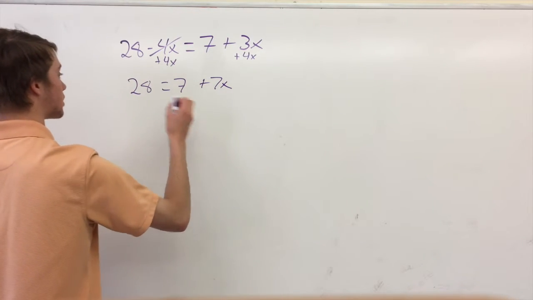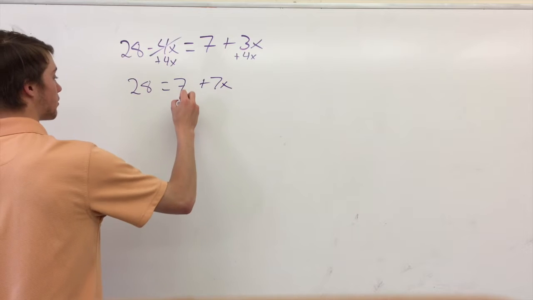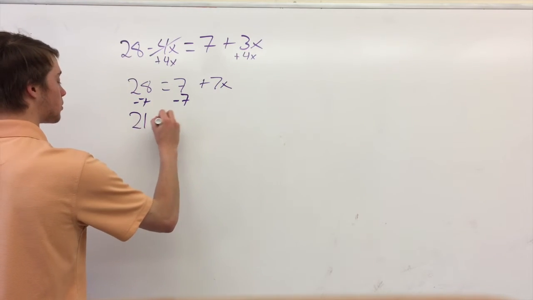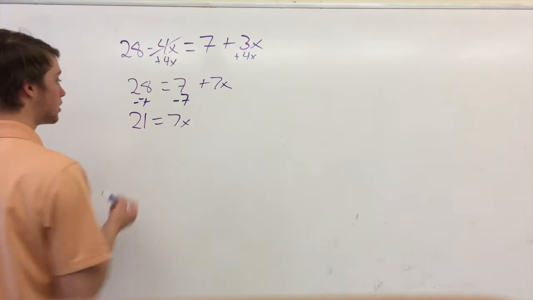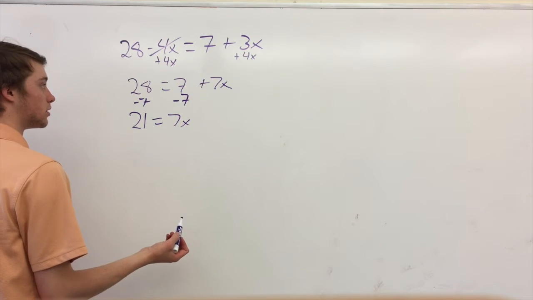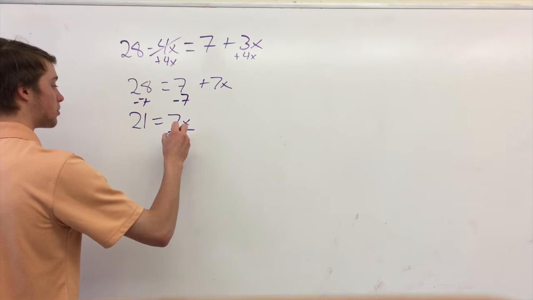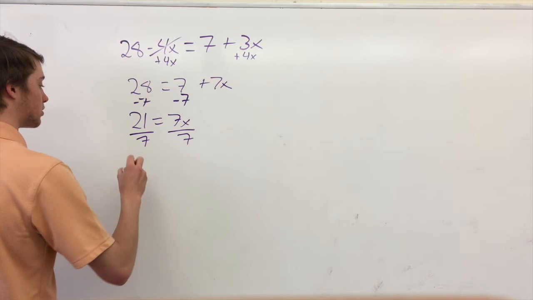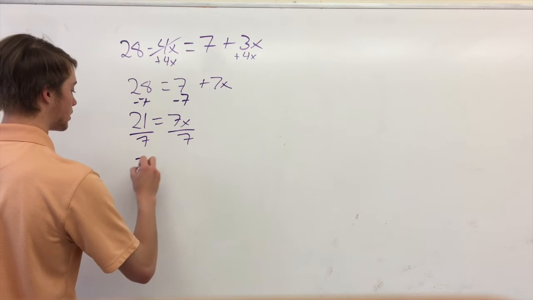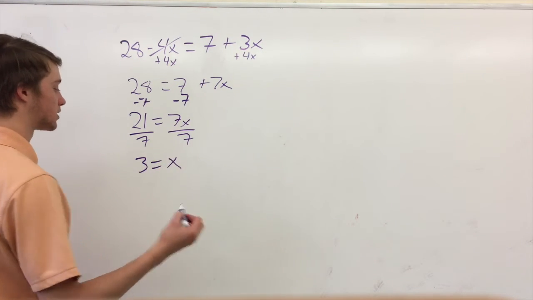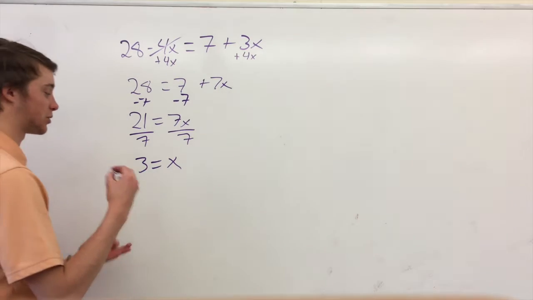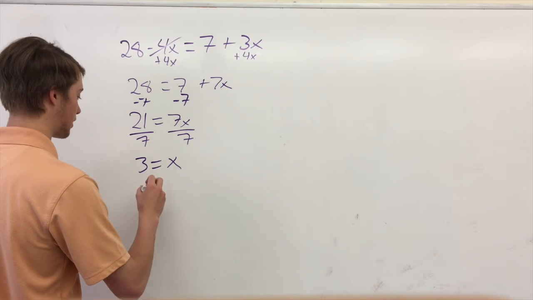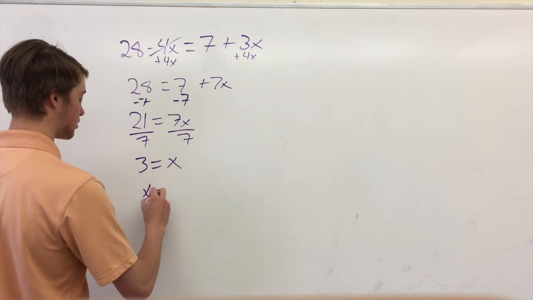And then to further isolate the x, we're gonna subtract 7 from both sides and get 21 equals 7x. And then we will divide by 7 on both sides, and you'll get 3 equals x. And then some people like to look at it as x equals this number, so we'll just switch them. And since this is a positive 3, keep that in mind, you'll just get x equals 3.